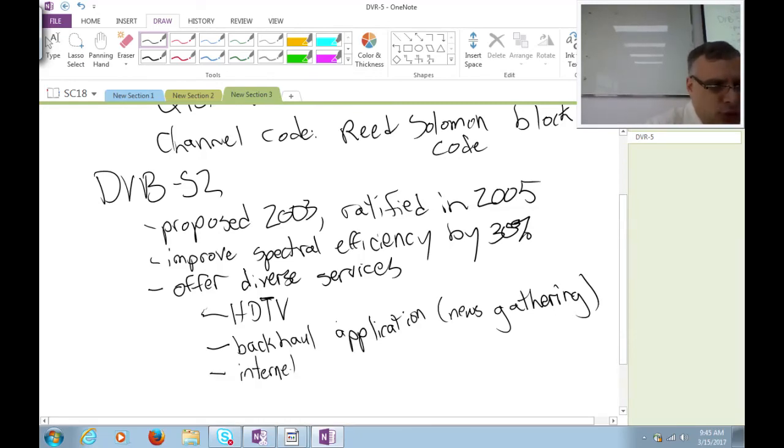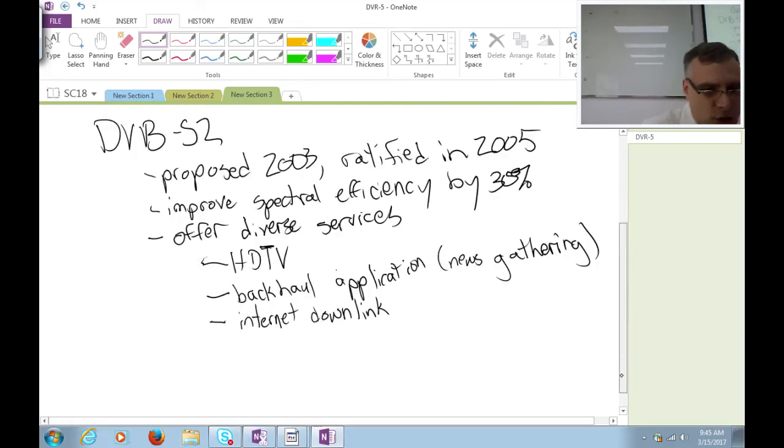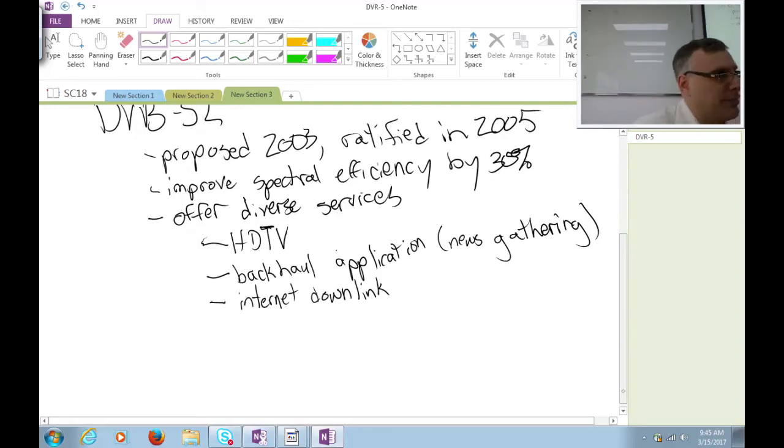Internet downlink. Could we use this physical modulation scheme, this protocol, to also transmit internet data, which means overall you have to be able to ramp up the reliability. Data is less forgiving than video. So there had to be a way to accommodate that.